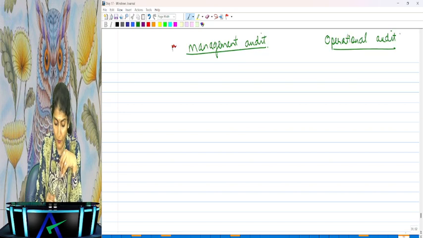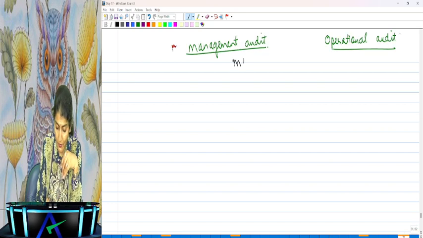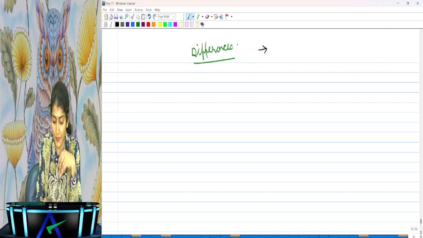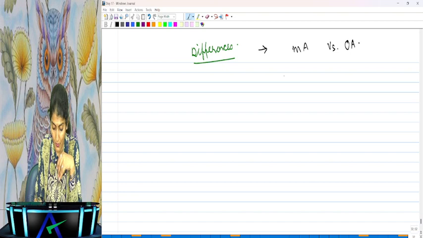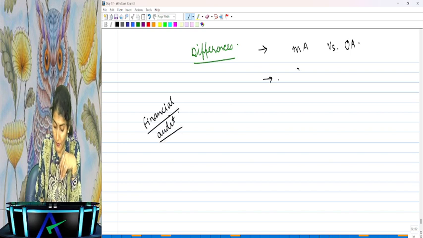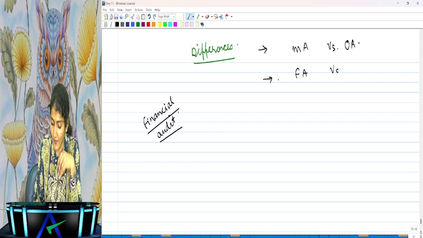MA and OA. What is MA? Management audit. What is OA? Operational audit. So one, we need to study the differences between the management audit versus the operational audit. Then you need to study what is FA? Financial audit. So you need to study the differences between the financial audit versus the operational audit.